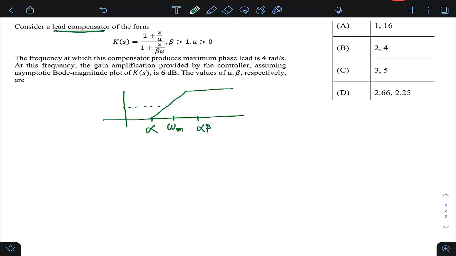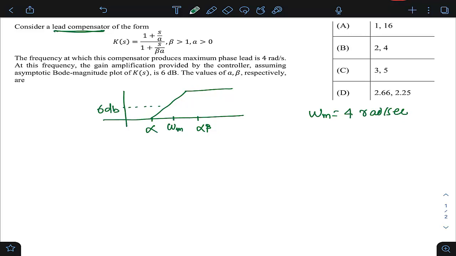So they are saying that the frequency at which this compensator produces maximum phase lead is 4 radian per second. At this frequency, omega m, the gain amplification provided by the controller, assuming the asymptotic Bode magnitude plot of K(s), is 6 dB. That means at this frequency, this gain is 6 dB. So based on this data, we are supposed to find the value of alpha and the value of beta. Omega m is known to us: it is 4 radian per second.